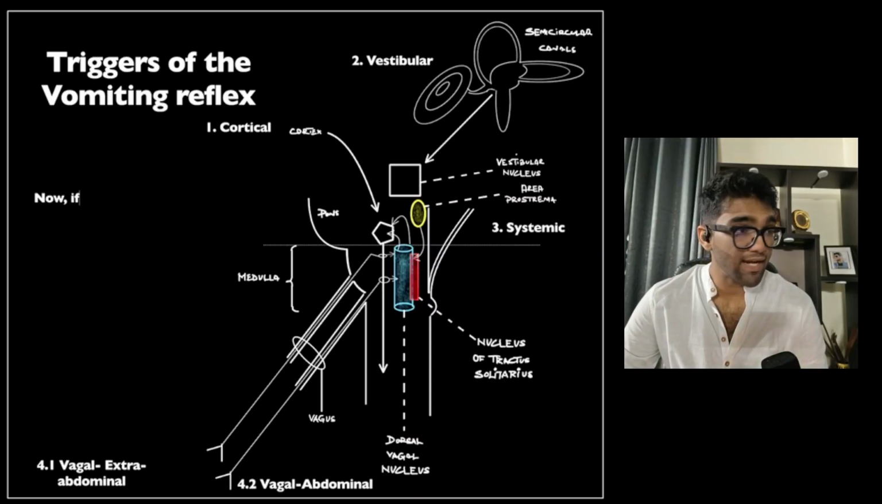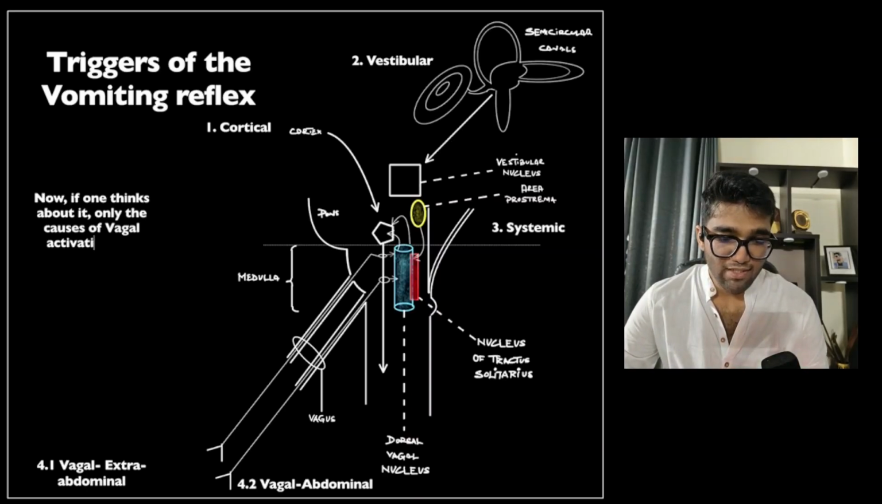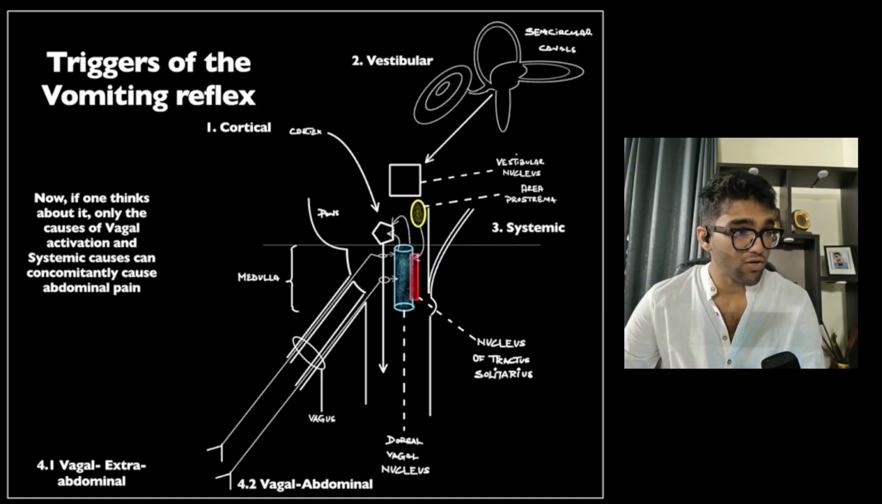So let's see what that translates into. If one thinks about it, basically only the causes of vagal activation and systemic causes can also concomitantly cause abdominal pain.